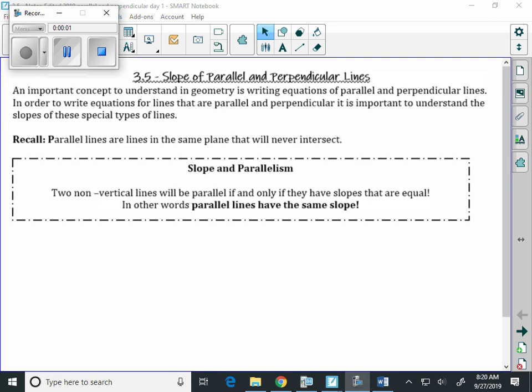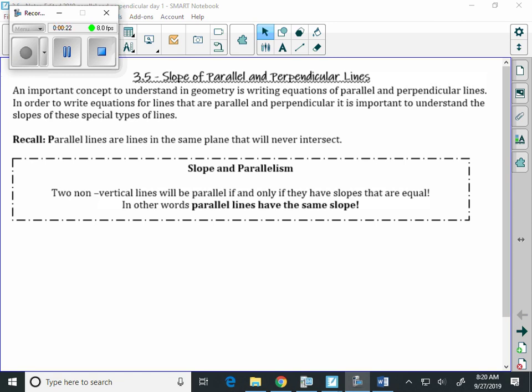Going to talk about slopes of parallel and perpendicular lines today. And yesterday what we talked about is how to put a line in point slope form. And now we're going to apply this idea to other types of lines like the parallel lines.